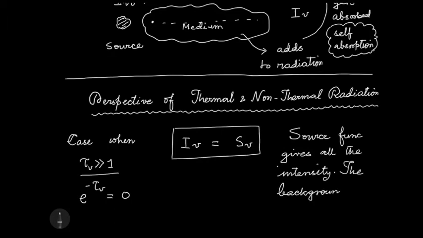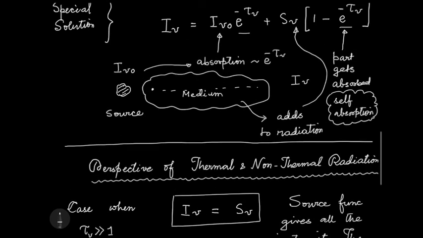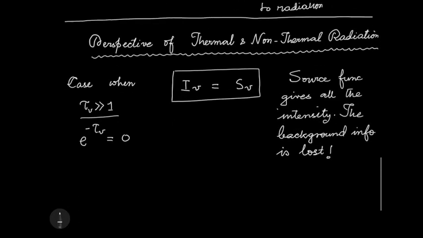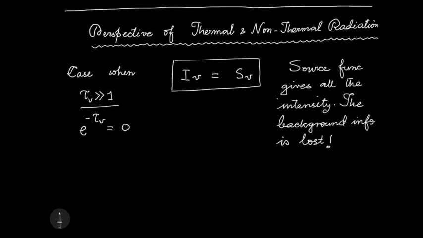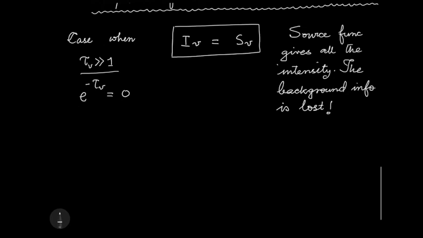The background information is lost. Right? The background was I nu 0, that is not there anymore when I observe it. So that information is completely lost. How does it happen? How is the information lost? That is a very important thing, and that will give us a very deep understanding of this type of radiation.